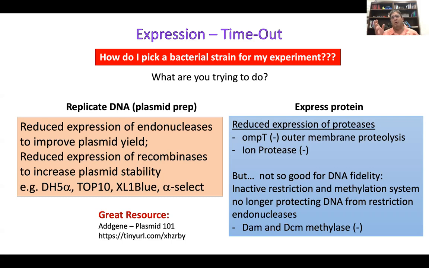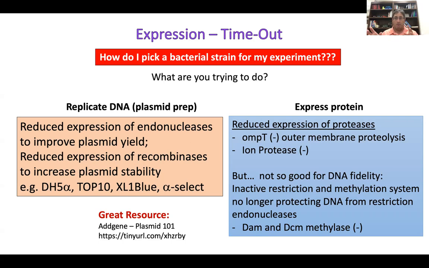And the same can go in the reverse. The strains of cells, which I'll talk about in a second, for expression of protein are horrible for keeping stable plasmid around. It will get chopped up by exo and endonucleases, restriction enzymes, things like this.